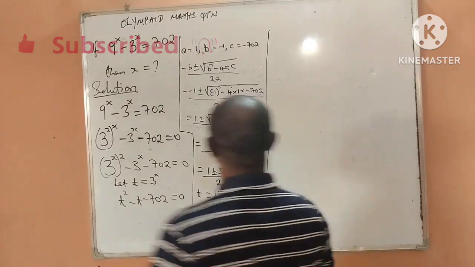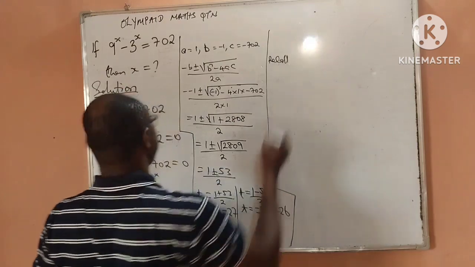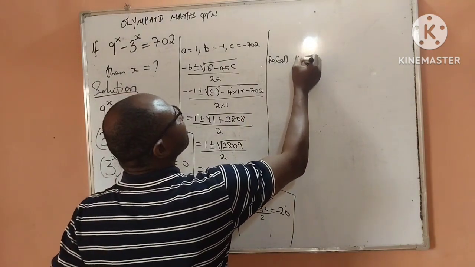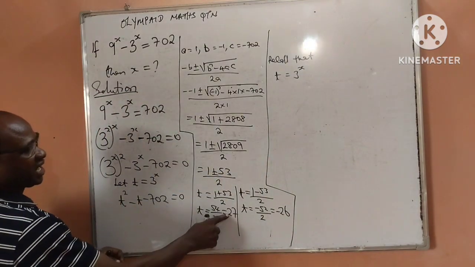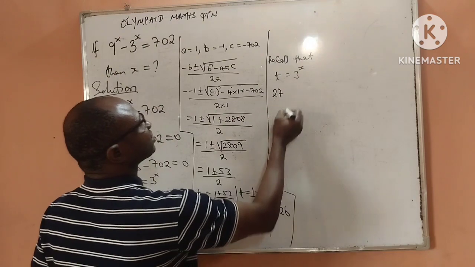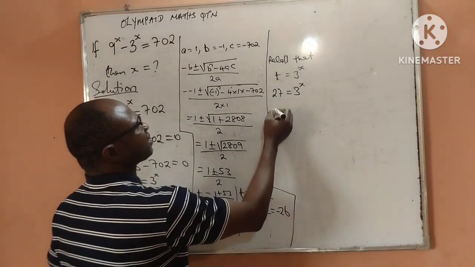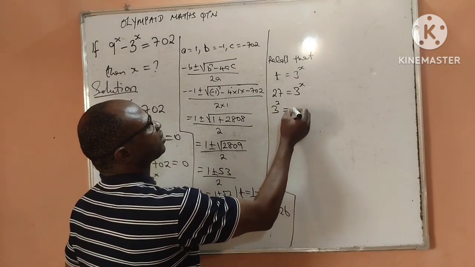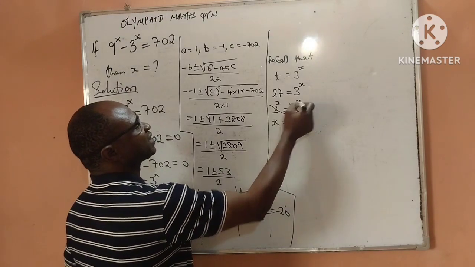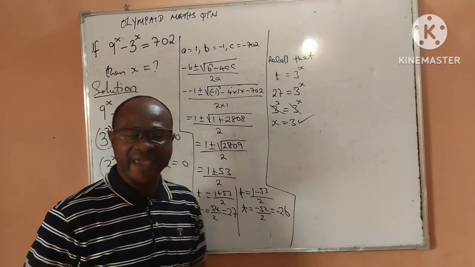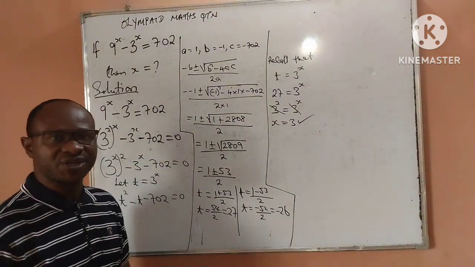Alright, moving forward. Recall that we said that t is equal to 3 raised to the power x, but t here is equal to 27. 27 is equal to 3 raised to the power x, but 27 is the same thing as 3 raised to the power 3, equal to 3 raised to the power x. So when the bases are equal, the exponents become equal, meaning that the value of x is equal to 3. Let's check the second case where t is equal to negative 26.